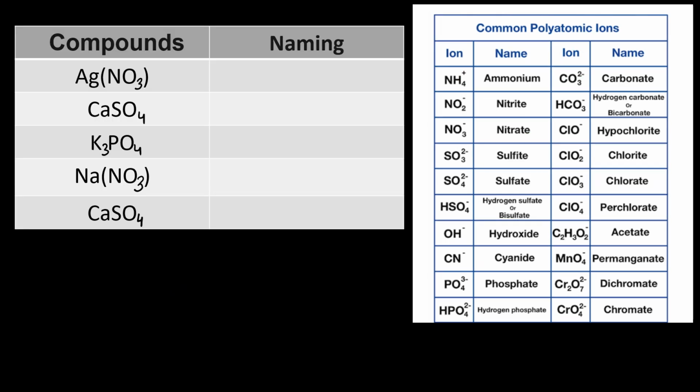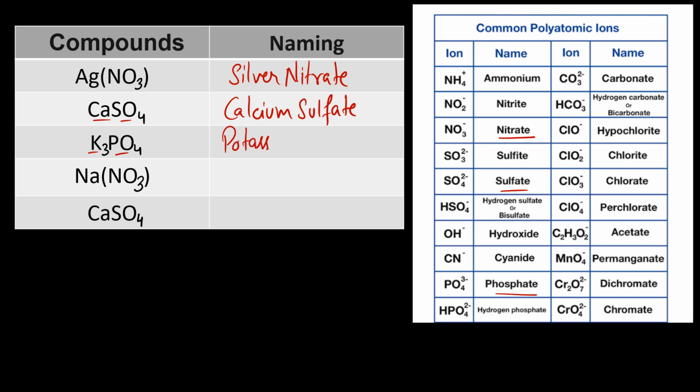Okay, so here we have silver that comes with nitrate. So what are we going to write as its name? Its name is written as silver nitrate. While here we are able to see calcium comes along with sulfate, so its name is written as calcium sulfate. And in this case you may see potassium is coming with phosphate, so its name is going to be written as potassium phosphate.